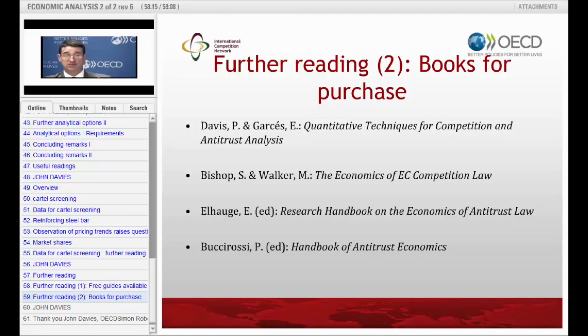Hauger and Bucci-Rossi's books are both collections of articles by other economists covering a vast range of topics, all of them relevant to the practical application of economics to competition cases.